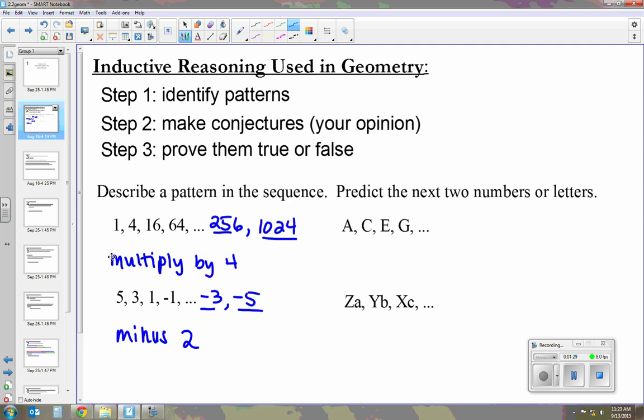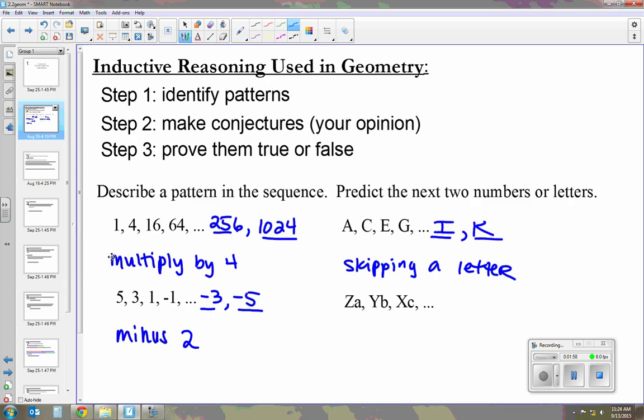If we look at this A, C, E, G, we're skipping every other letter. We're skipping a letter. So we go A, skip B, C, skip D, E, skip F, G, skip H, then I, skip J, then K. So those are my next two.